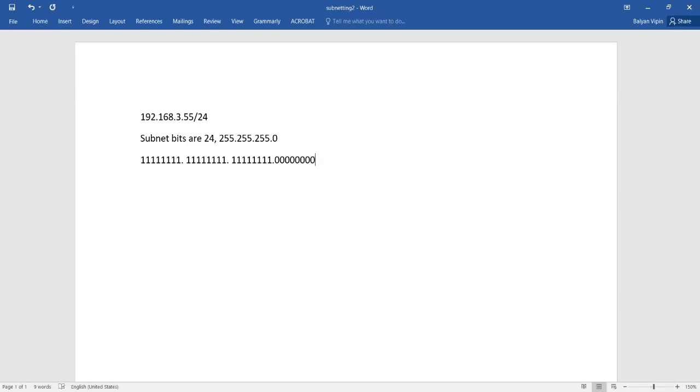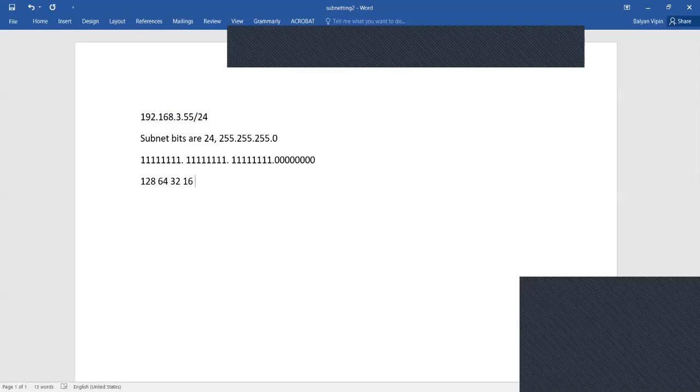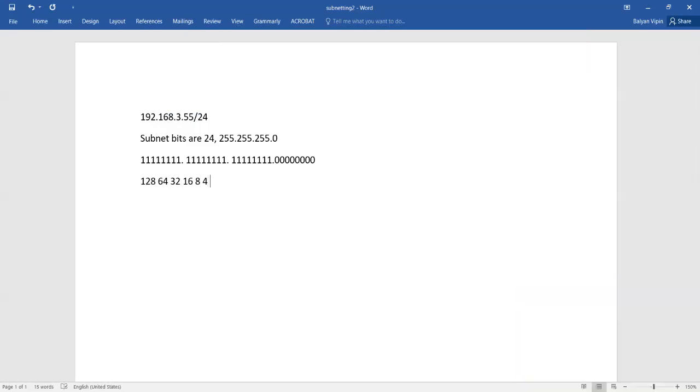So how will we find the network ID of this? First of all, we will find out what 192 and 168 are in the form of binary. We will change each number into an 8-bit binary number. You must remember, as I did in the previous video also, 128, 64, 32, 16 are the denotations of 8-bit numbers, then your 8, then 4, then 2, and then 1.